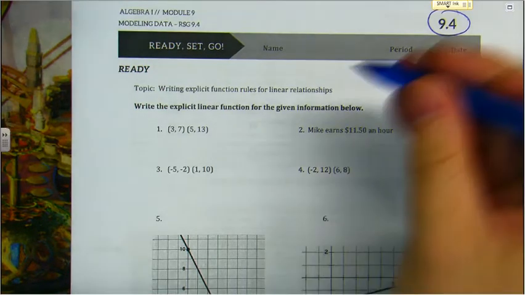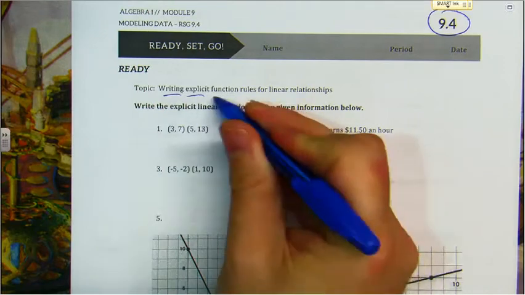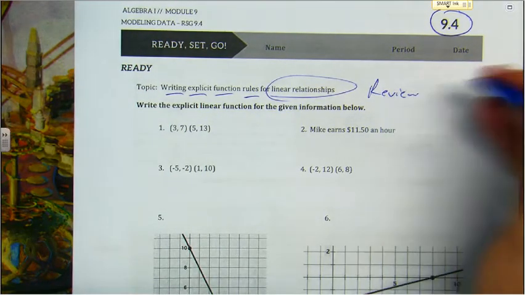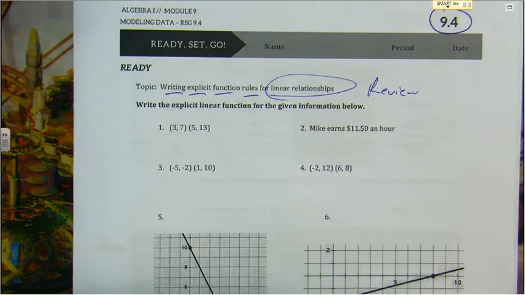The opening section is about writing explicit function rules for linear relationships. So this should be mostly review of like unit 1, unit 4, and a couple things we've done recently. But essentially what they're going to do is give us some partial pieces of information and we have to figure out what the linear relationship is.